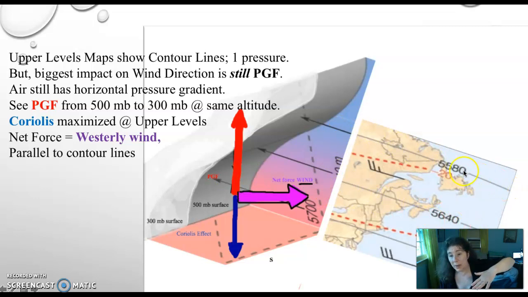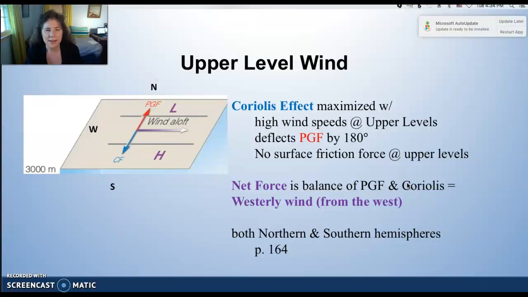And this wind is parallel to those contour lines because this wind has been moved in a more or less westerly direction. Another way to look at this, and this is in your book, is covered between pages 155 and 159. But what I want you to know is that this prevailing westerly wind is not only in the northern hemisphere, it's also in the southern hemisphere. It's not a big point, but if you want to look into that further, it's on page 164 of your text.